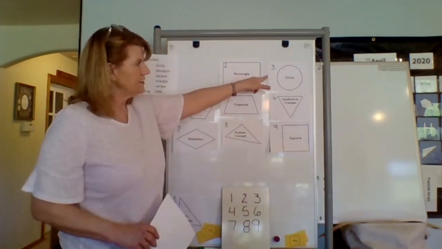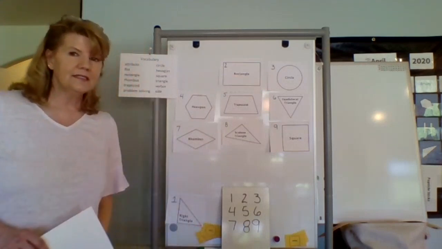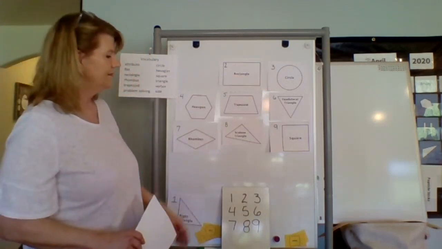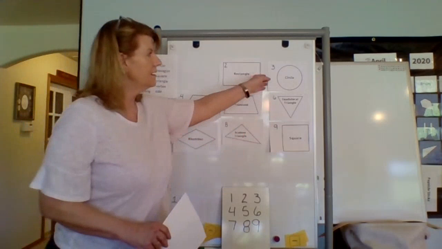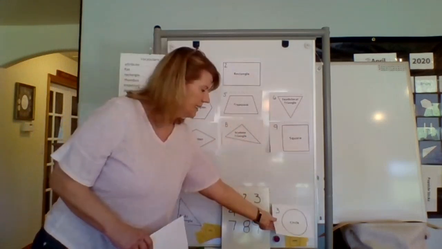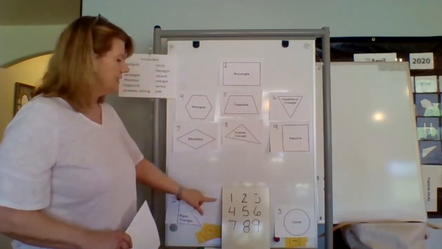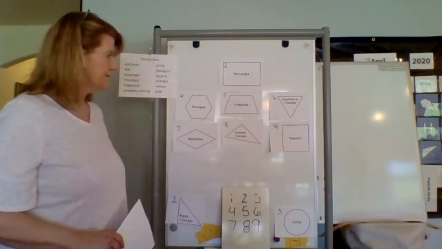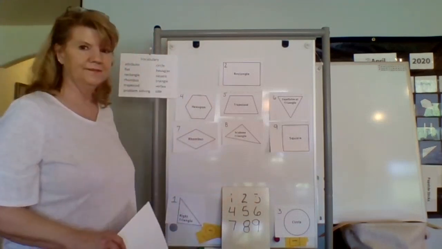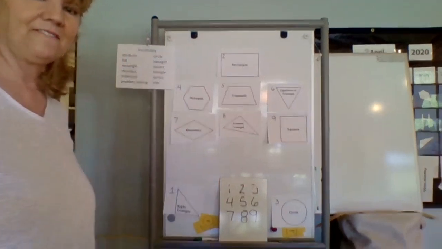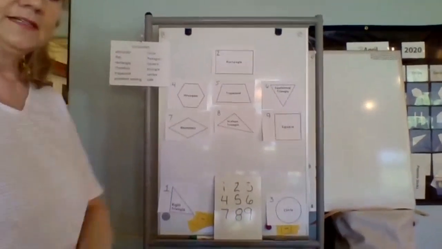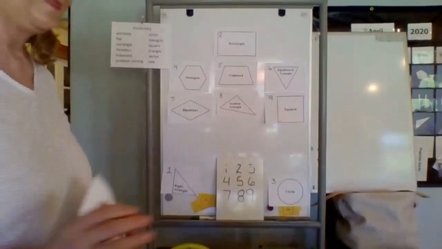Number 3, the circle. Does it have 4 vertices? There are 0 vertices on it. So I'm going to take this away and cross out number 3. Oh, I forgot to say cross out number 1 because we removed it. Okay? I'll move that so you can see it just a little bit better.